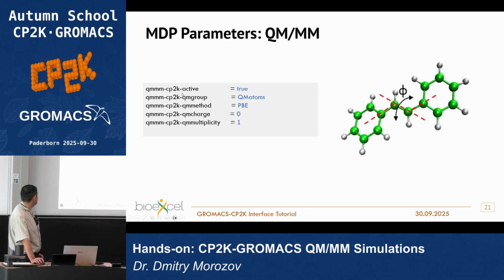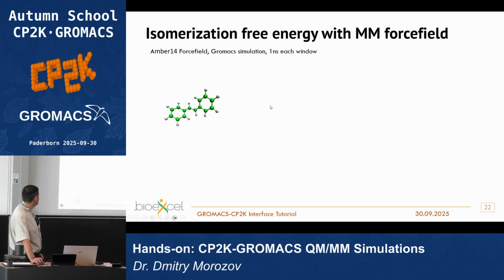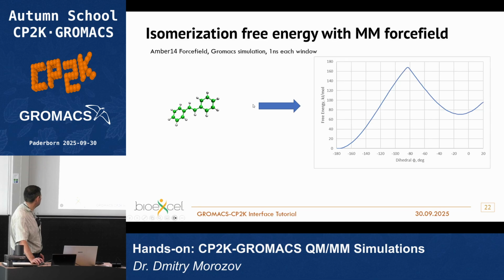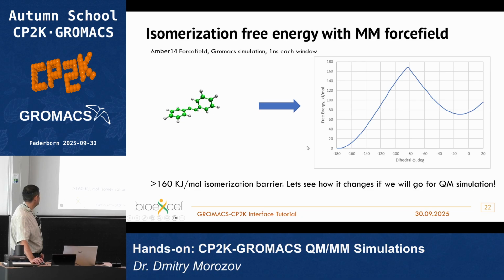And here again are the QMMM parameters to put. In the end, the simulation will not look like this in your case, because this is just pulling along the coordinate. You will do umbrella sampling, meaning that in each of the points you will do about 100 steps. This example shows what will happen if you do this reaction on the pure MM classical level, and it has a huge barrier.